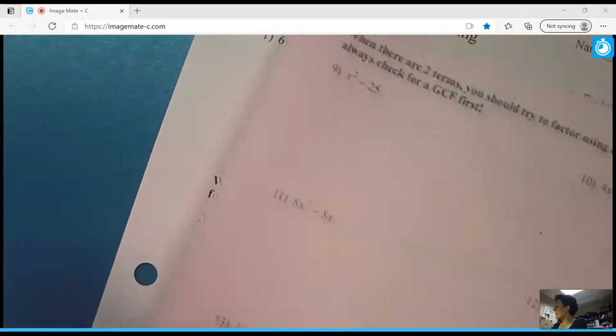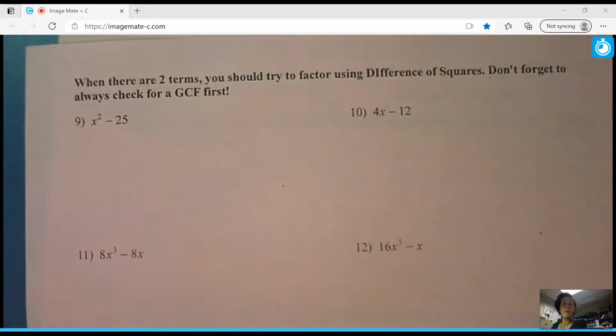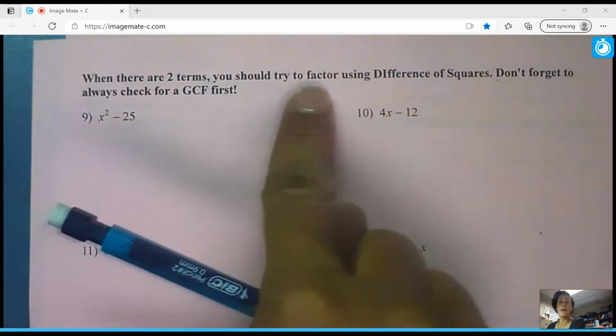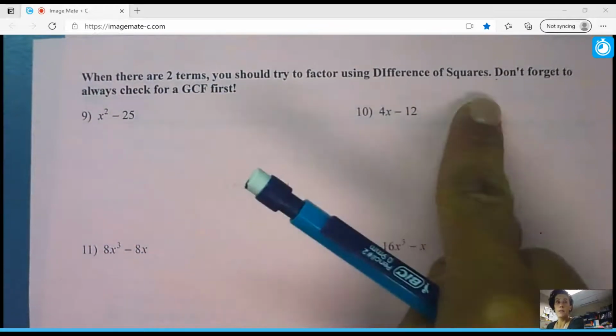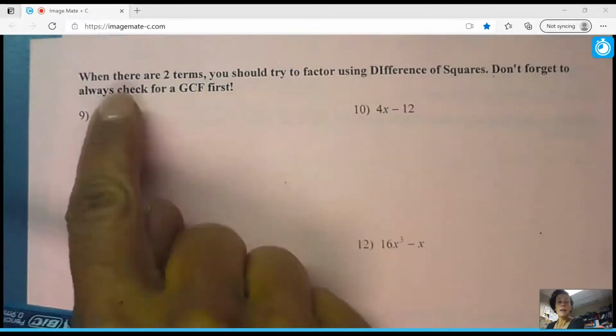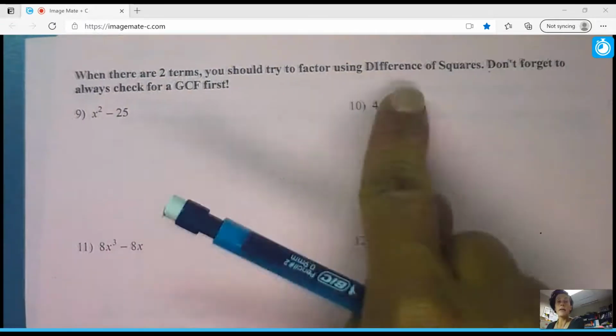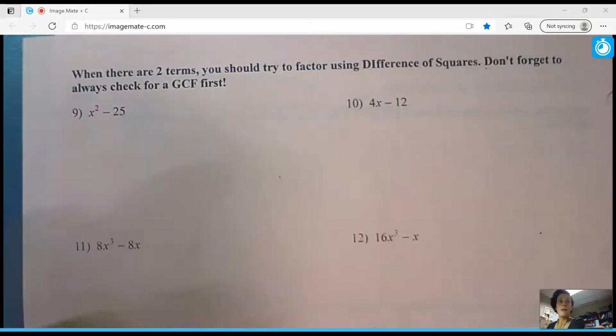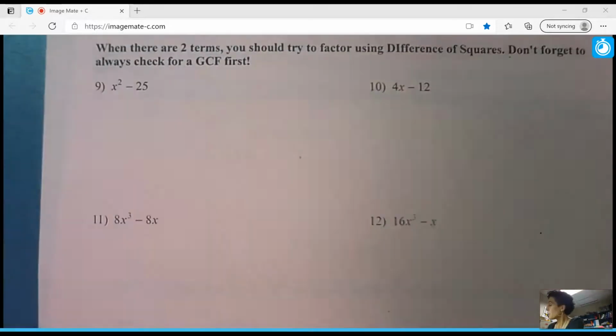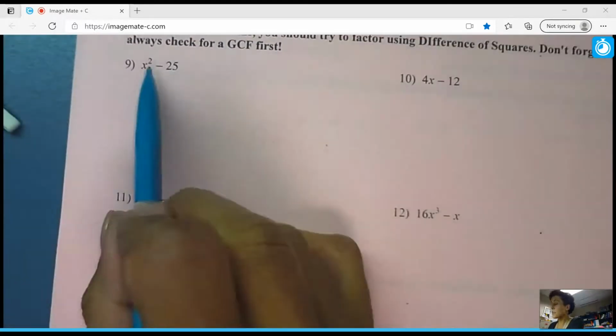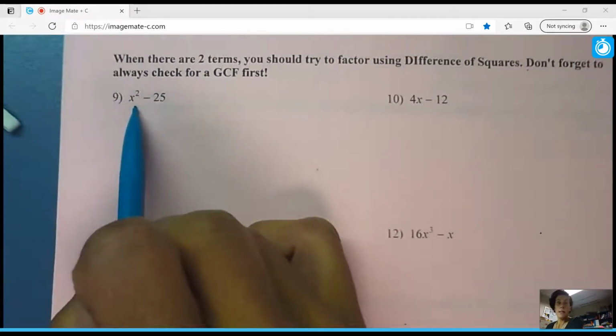Let's go ahead and take a look at the back. So now, when there are 2 terms, you should try to factor using difference of squares. But again, don't forget to always check for a GCF first. And I'm going to explain once again why this is called a difference of squares. So 2 problems to look at. Let's just look at this one. This one is a difference of squares.